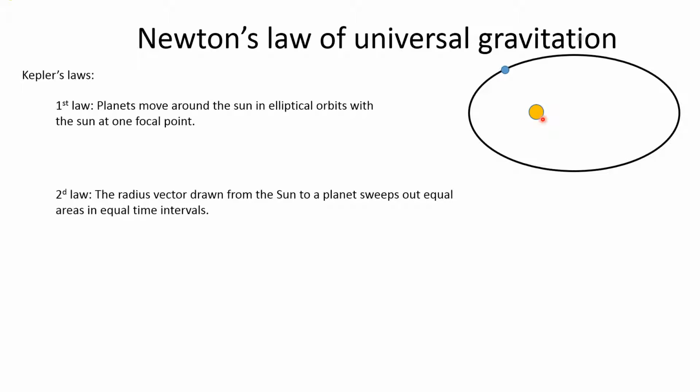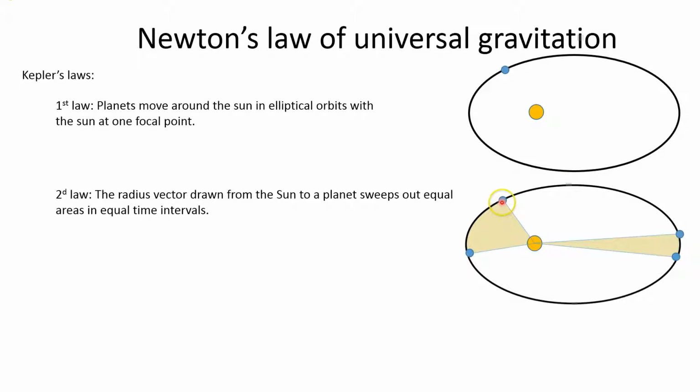Second law: the radius vector drawn from the Sun to a planet sweeps out equal areas in equal time intervals. So when a planet is closer to the Sun, the vector is smaller, but it has to go faster. Let's say we are here in December, then we move from here to here in December, then we move from here to here in July or in June. So this area equals this area, so we go fast here and then slower further on and fast here again.